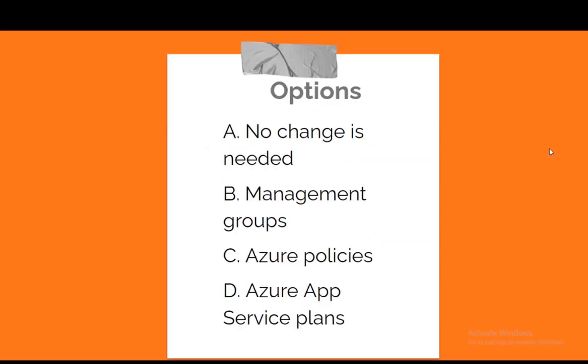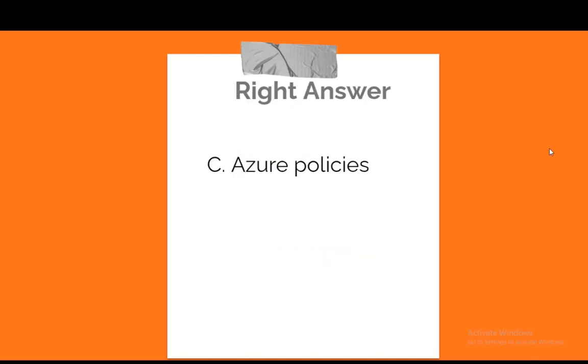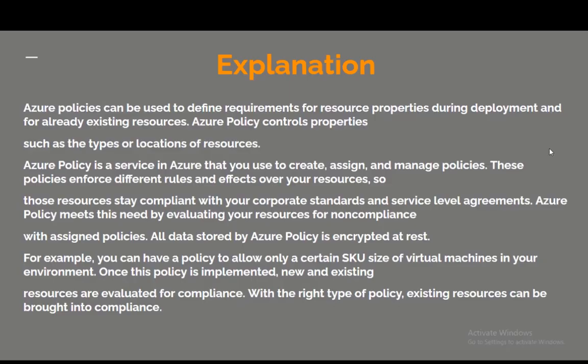Explanation: Azure policies can be used to define requirements for resource properties during deployment and for already existing resources. Azure policy controls properties such as the types or location of resources. Azure policy is a service in Azure that you use to create, assign, and manage policies. These policies enforce different rules and effects over your resources, so those resources stay compliant with your corporate standards and service level agreements. Azure policy meets this need by evaluating your resources for non-compliance with assigned policies.